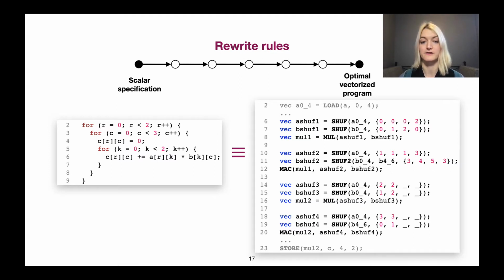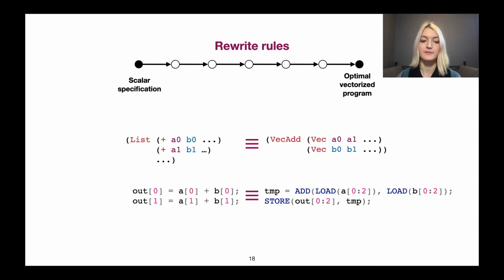our desired vector program. So for example, we might want to show that this list of additions of inputs is equivalent to a vector add on vectors of inputs. So this is the same essentially as saying the equivalence shown at the bottom, that if we have additions on scalar elements of matrices, this is the same as first loading data into vectors, doing a vector add, and storing back out to our output.